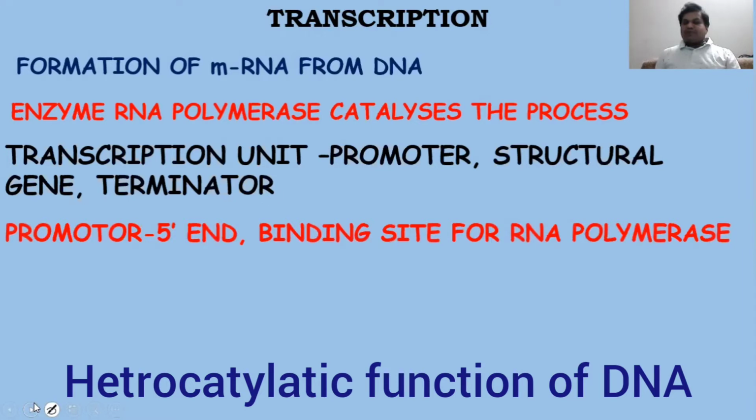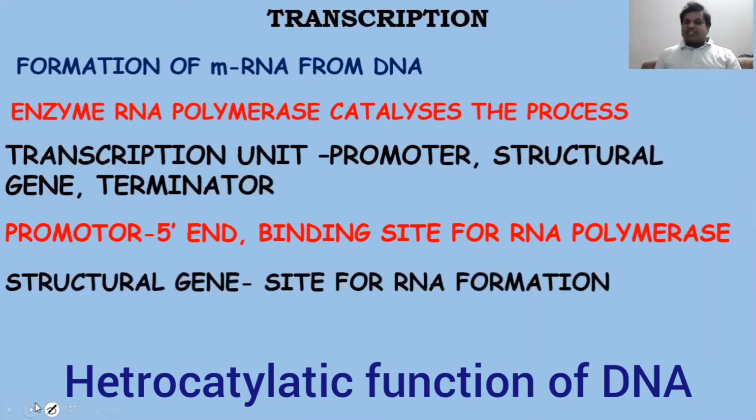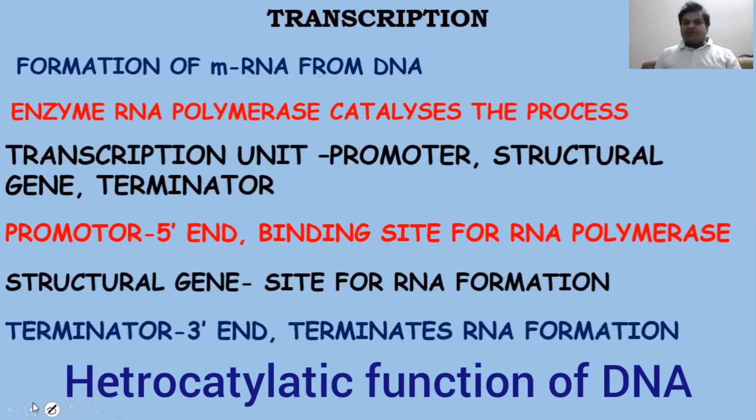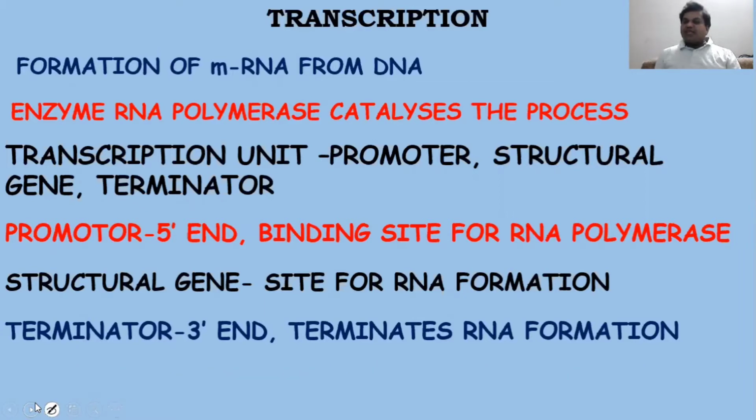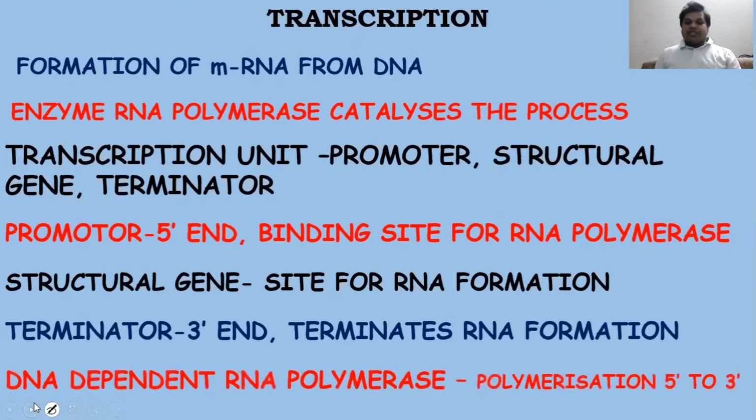The promoter is present at the 5' end and it provides the binding site for RNA polymerase. The structural gene is the site for RNA formation. The terminator is present at the 3' end and it helps in termination of RNA formation. DNA-dependent RNA polymerase polymerizes the new strand of RNA in the direction 5' to 3'.